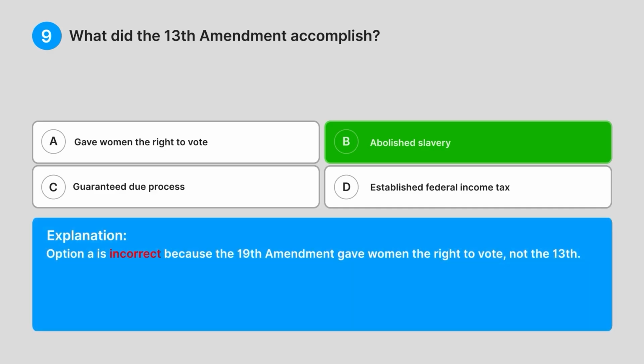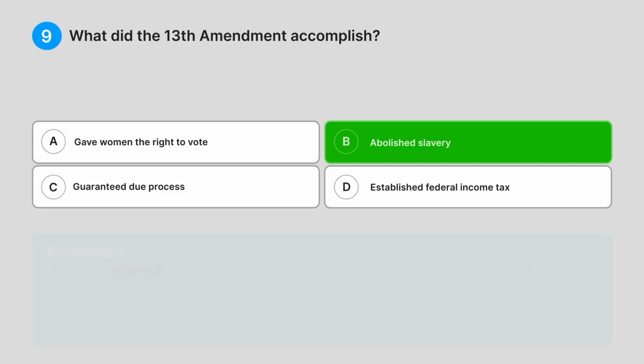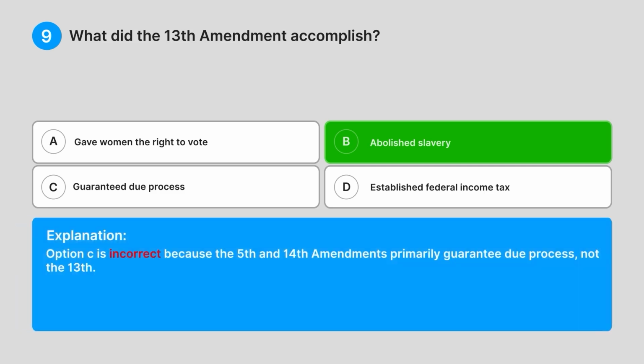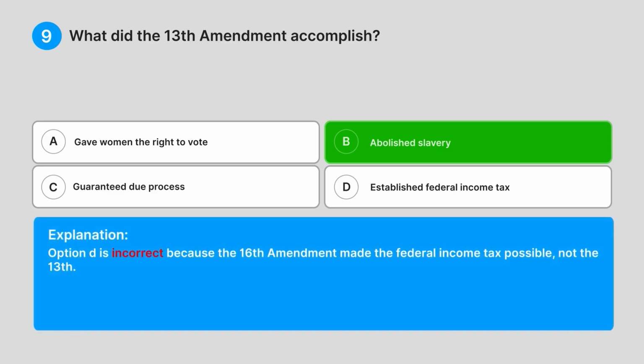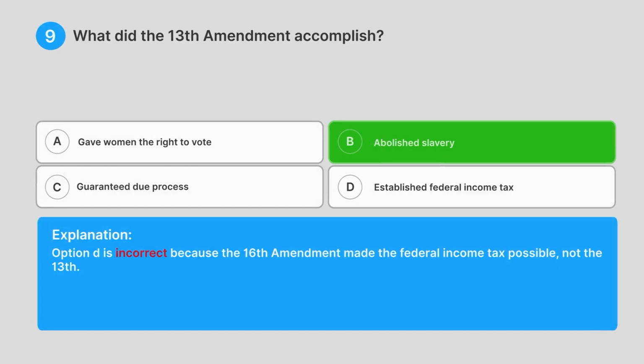Option A is incorrect because the 19th Amendment gave women the right to vote, not the 13th. Option C is incorrect because the 5th and 14th Amendments primarily guarantee due process, not the 13th. Option D is incorrect because the 16th Amendment made the federal income tax possible, not the 13th.